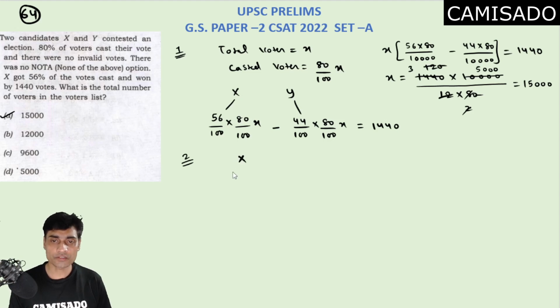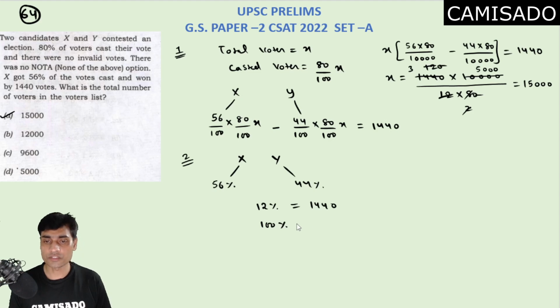So x has got 56%, y has got 44%, so the difference is basically 12%. Now this 12% is equal to 1440, therefore it's 100%, meaning the cast vote, basically I am getting it from here, is 1440 upon 12 into 100. It comes out to be 12,000.